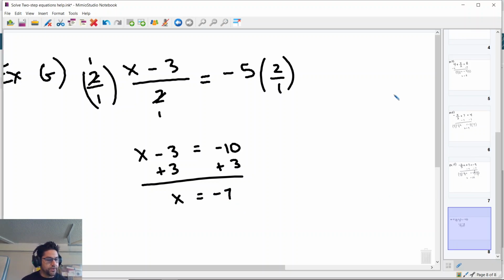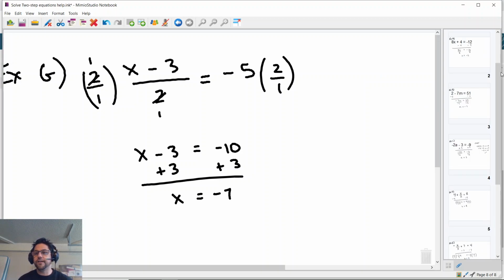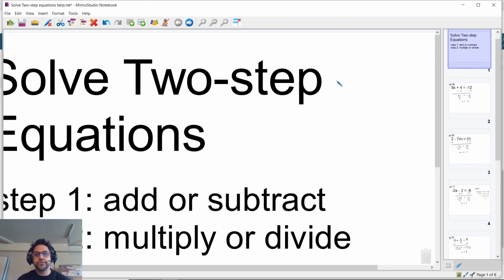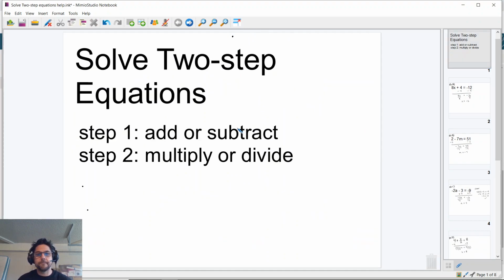Beautiful. All right, so you've got just a few problems to do for your review of solving two-step equations. All right, be awesome.